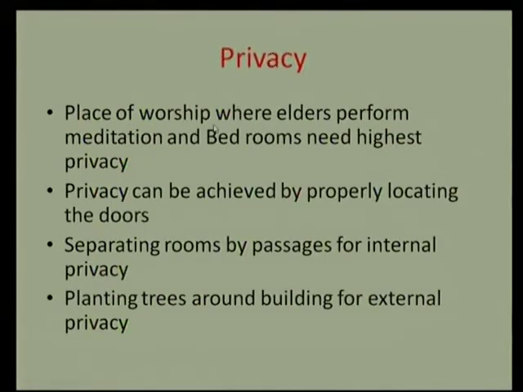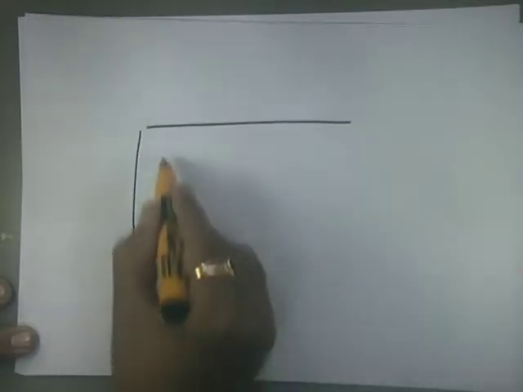Privacy, place of worship where elders perform meditation or bedrooms need the highest privacy. Privacy can be achieved by properly locating the doors and windows. So doors and windows also, if properly located, then we can achieve the privacy. For example, if a bedroom is there in this corner, we have provided the bedroom.